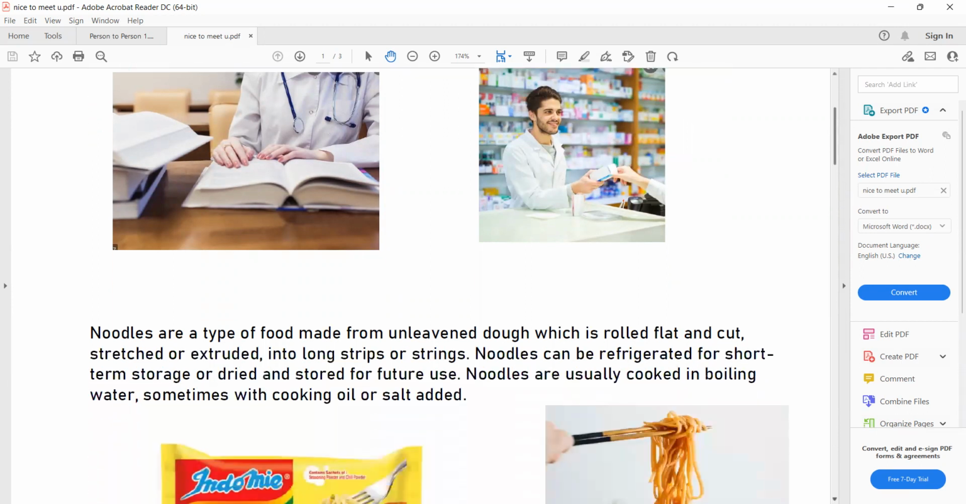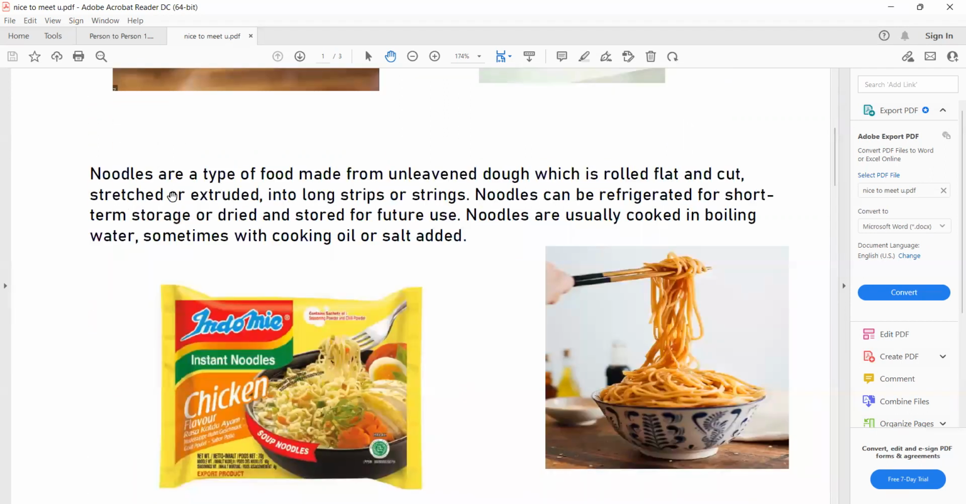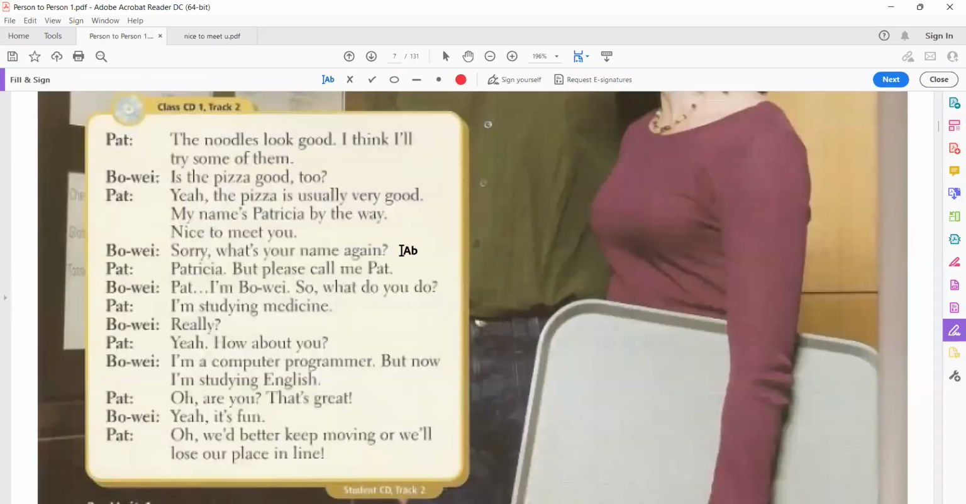Then we have noodles. Noodles are a type of food made from dough that is rolled flat and cut. This is just a definition of noodles. These are noodles. We call them Indomie, and here we have them as Indomie. All right, let's go back to the text.